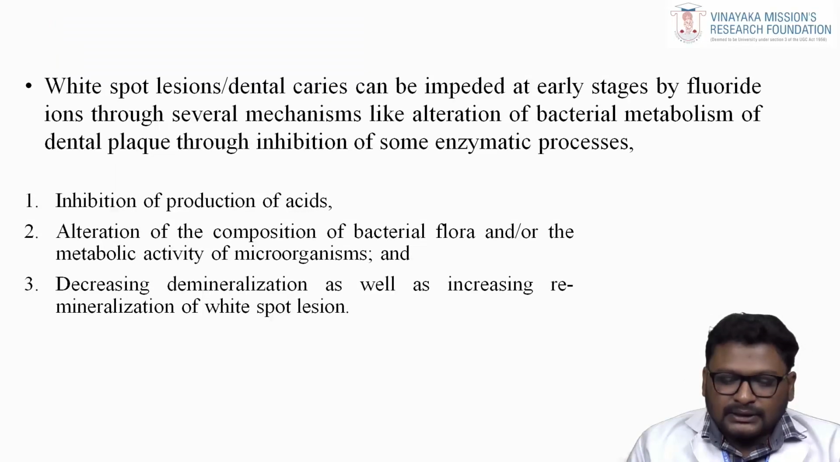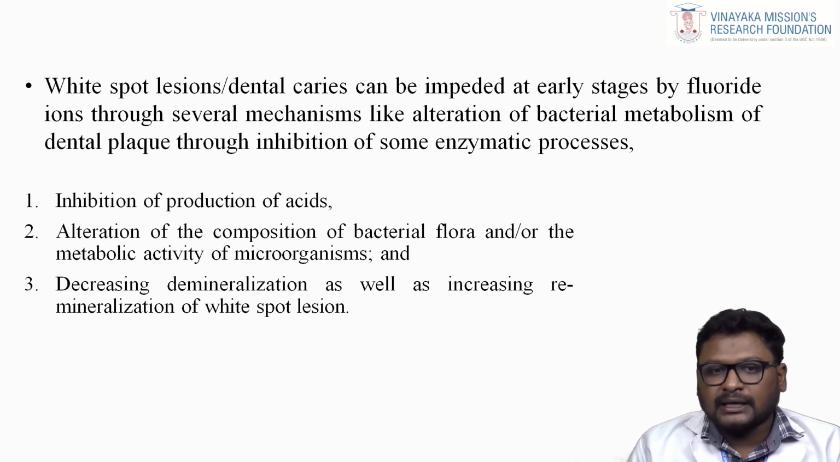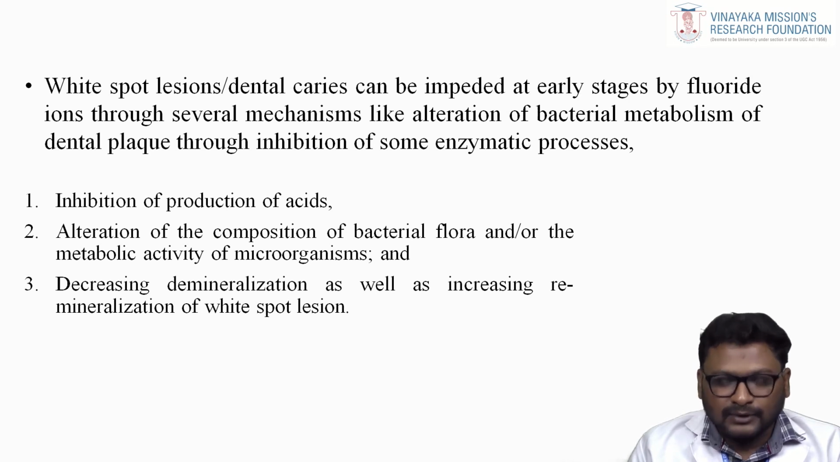White spot enamel lesions or dental caries can be impeded at an early stage by fluoride ions through several mechanisms. In early stages, fluoride has the capacity to arrest the caries or prevent its progression. So what are the methods? First, as I said earlier, Streptococcus mutans is an acidogenic bacteria. It produces an acid that lowers the pH, leading to demineralization of the enamel. So first, fluoride inhibits the production of acid. By inhibiting that, we maintain the proper pH of the saliva.